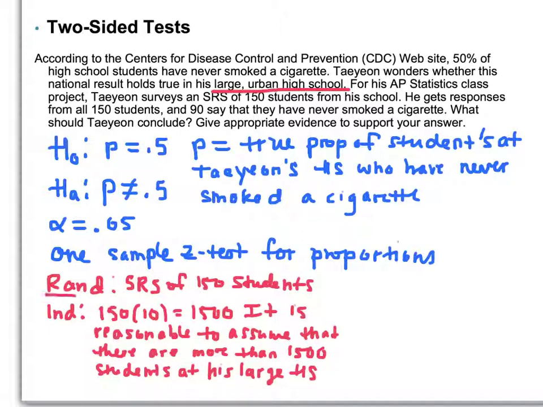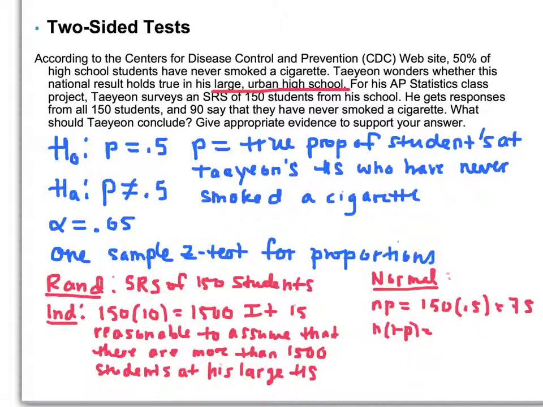Okay, so random, independent, and my last condition is normal. And for our normal condition, what we're going to do is n times p and n times 1 minus p, and check that those are both bigger than 10. And n is 150, and p is 0.5, which is 75 students. n times 1 minus p is also 150 times 0.5, which is 75 students. So we met the normal condition, or we meet the normal condition.